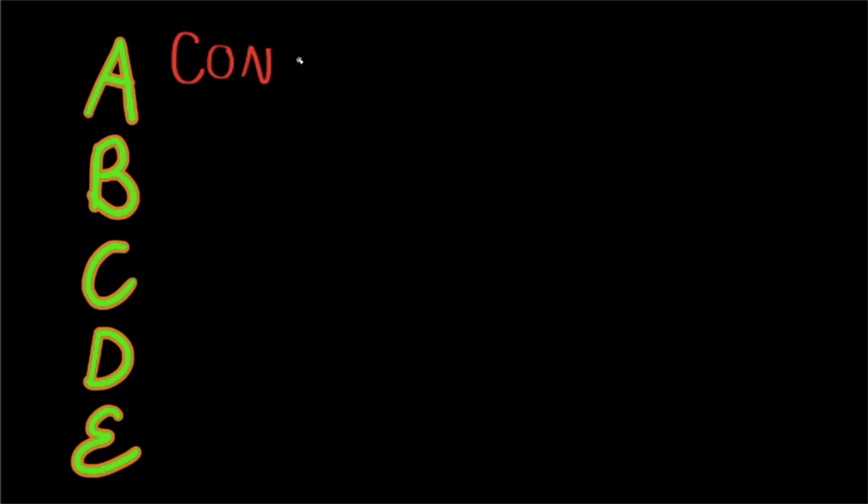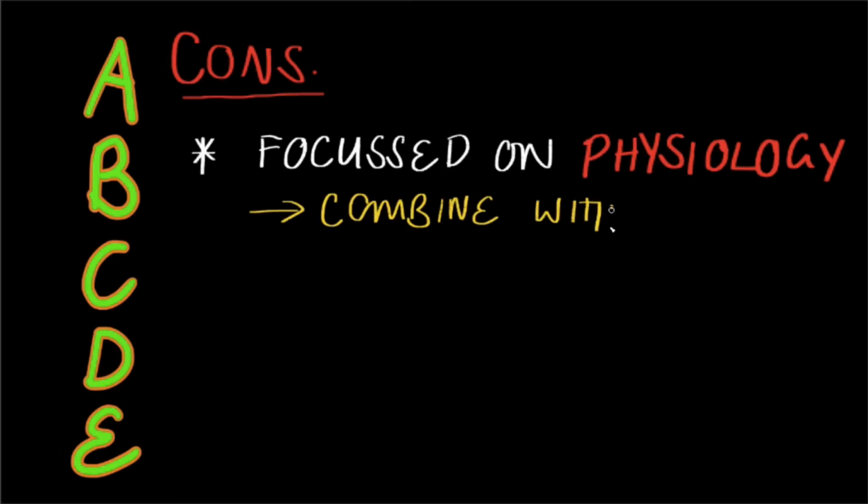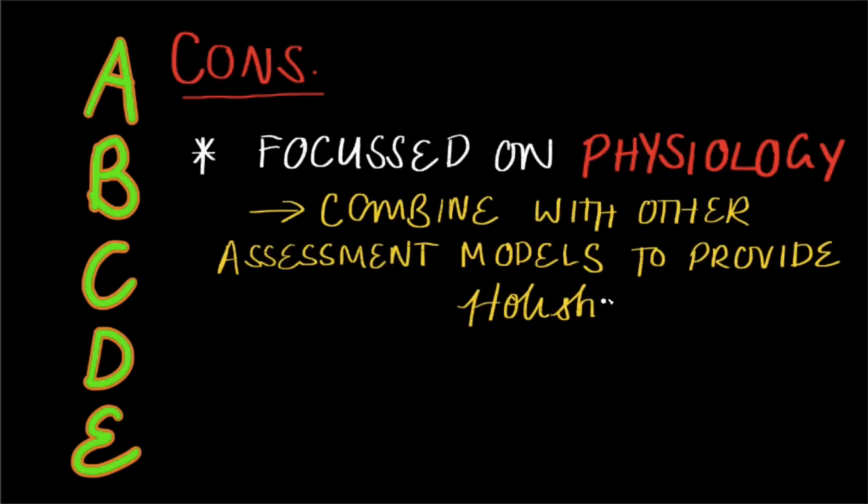It's also important to understand the weaknesses of your assessment tool and compensate for them where you can. ABCDE only focuses on physical health and well-being. To mitigate this, consider an additional assessment model that ensures holistic health needs are noted and met.